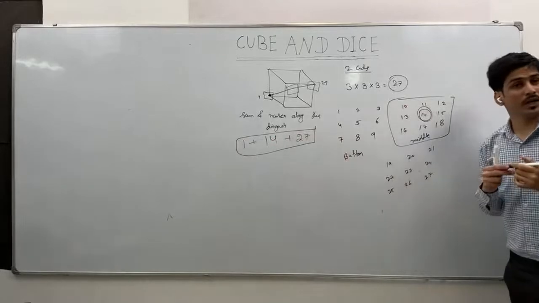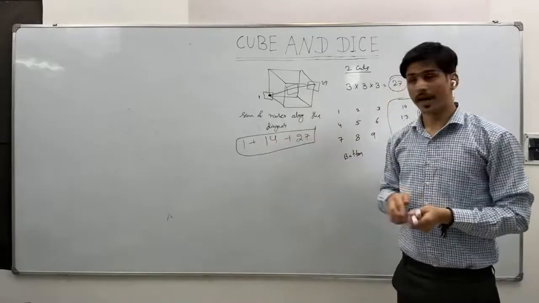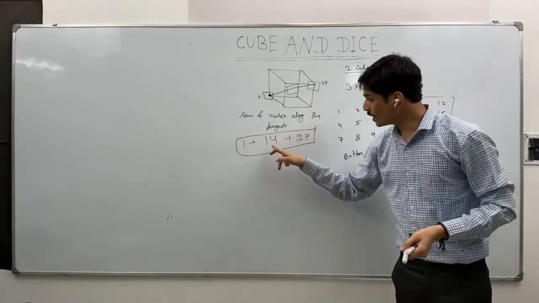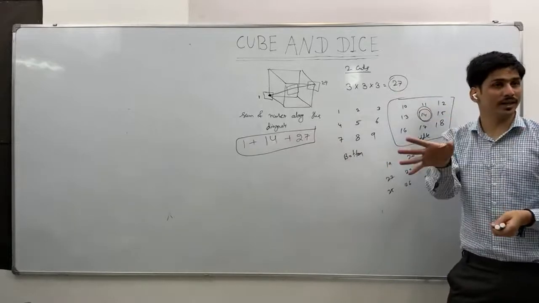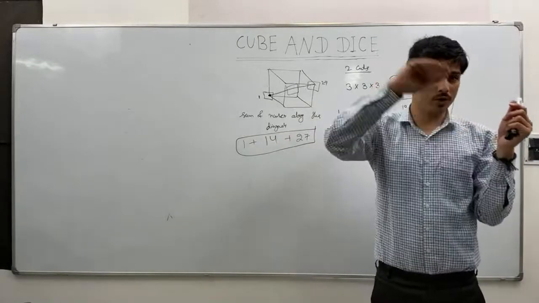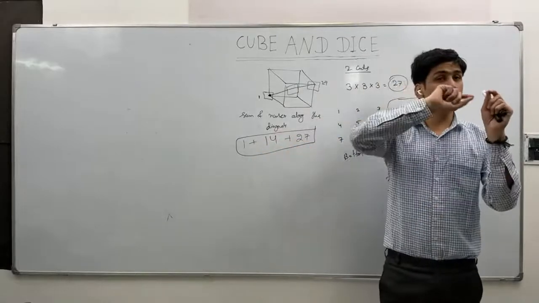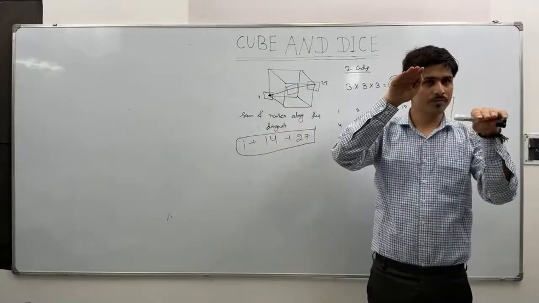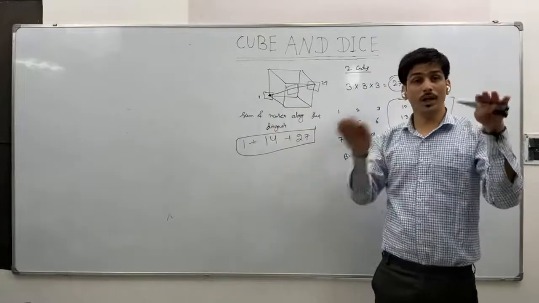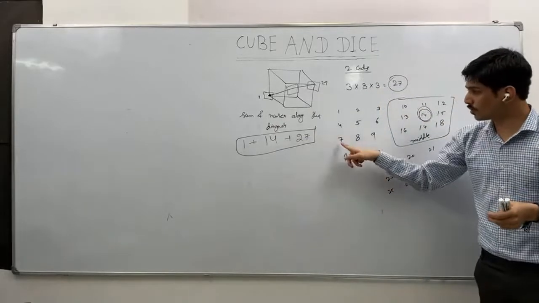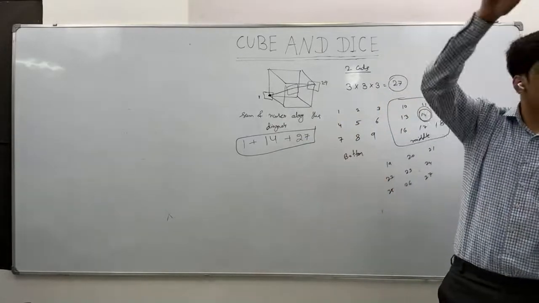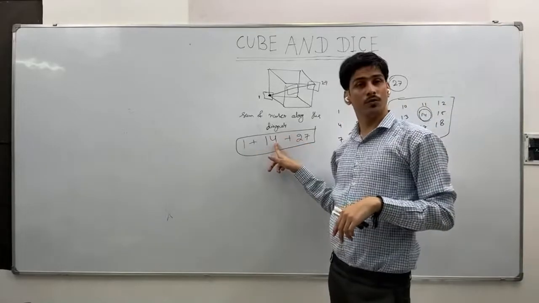Can you observe some pattern? How I got 1 to 14? I added 13, right? And how I got 14 to 27? I added 13. It means that if I am moving diagonally, the pattern you need to observe is, I am moving from the bottom layer to the middle layer. This one is the bottom layer, right? I am moving from the bottom layer to the middle layer, then I am supposed to add 14.